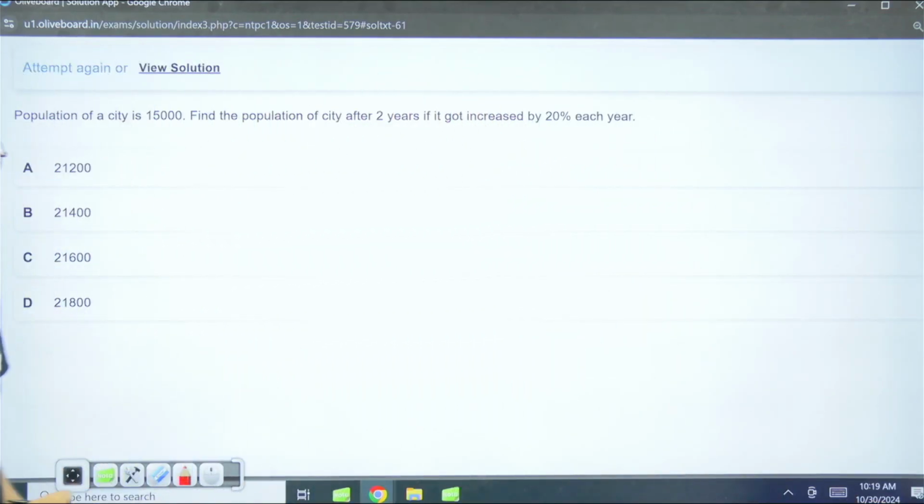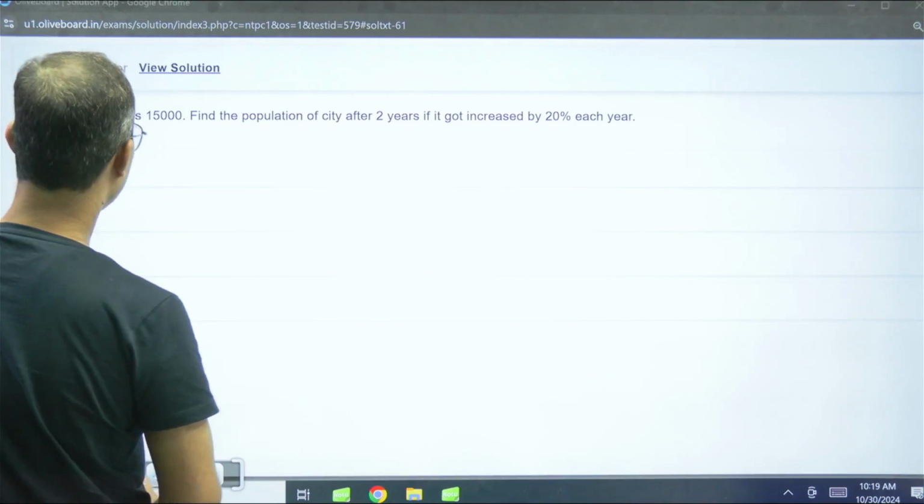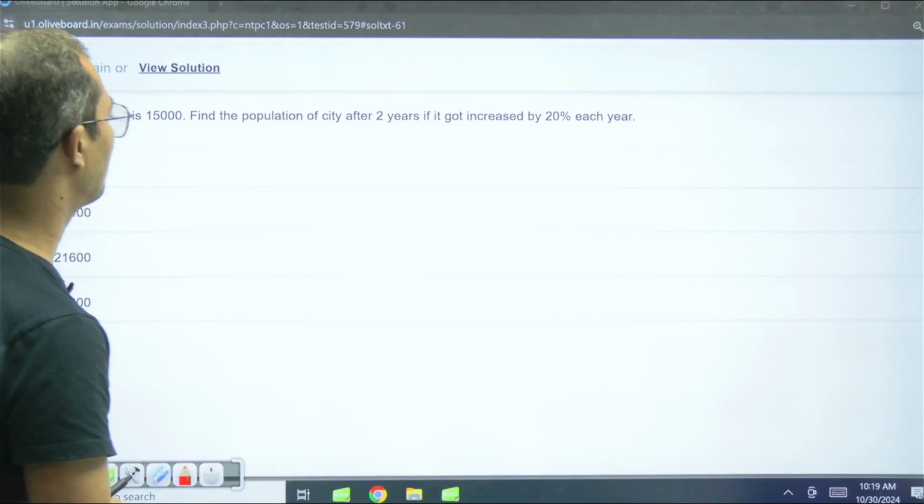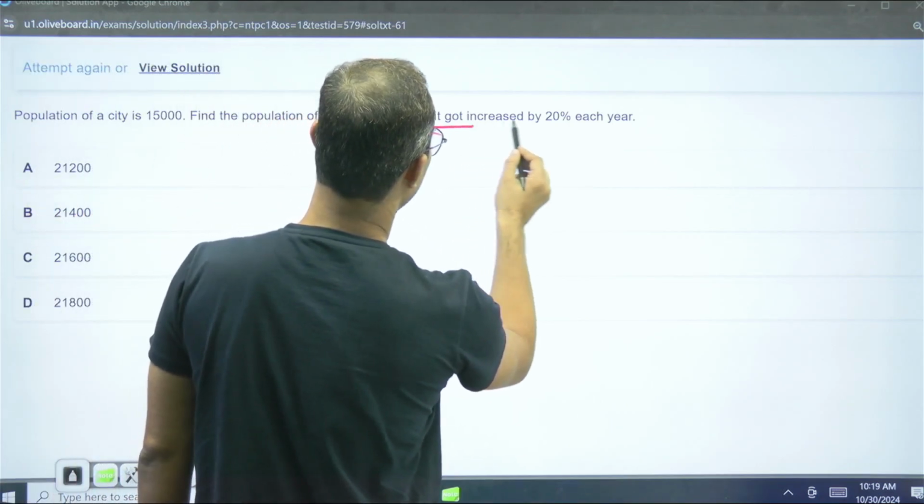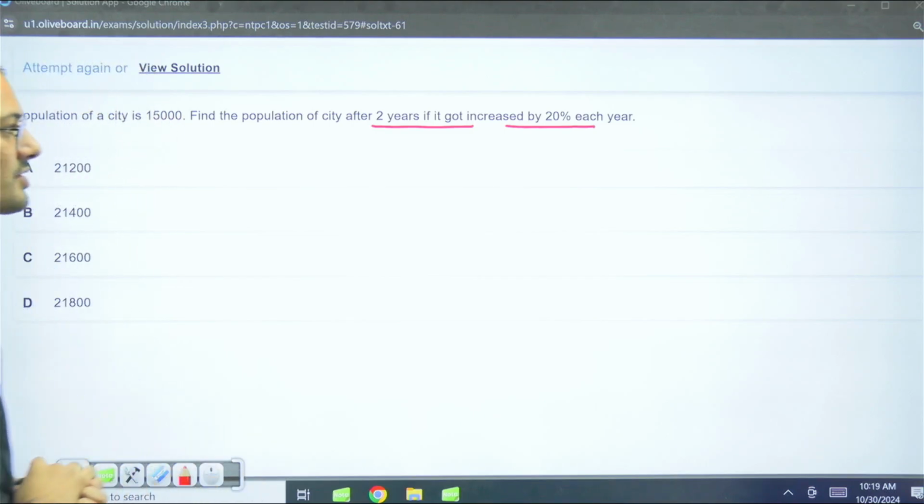Moving to next question. Tell me what is the answer for this question. The population of a city is 15,000. Find the population of the city after 2 years. It got increased by 20% each year, right?